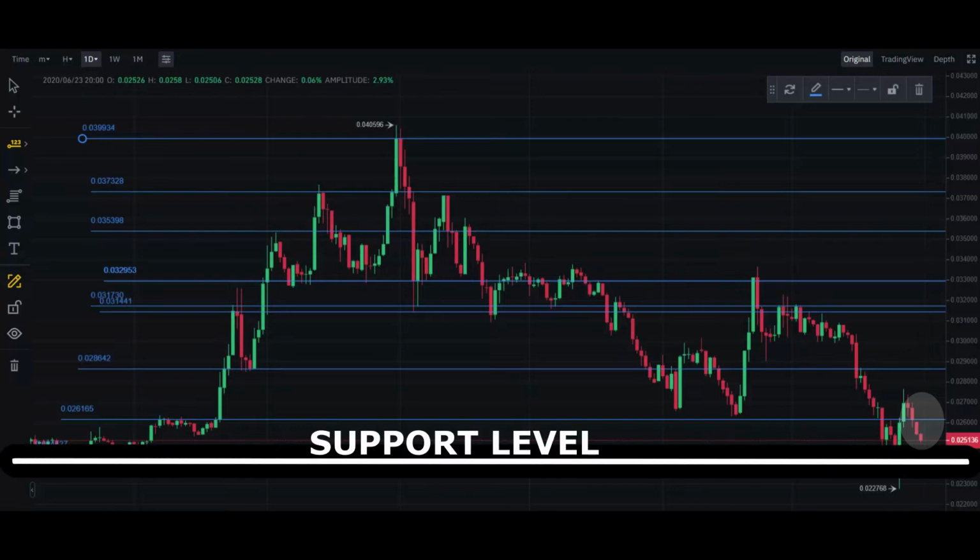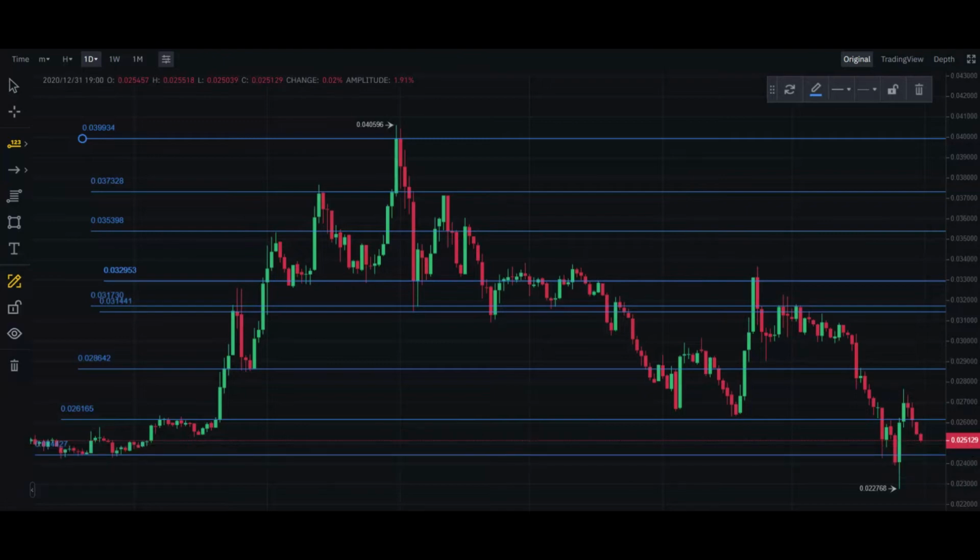The question is, is it going to respect that line? So it can respect it by coming down to it, not breaking down below it, and simply reversing back upwards. Or it could break through it and continue down. And in that case, we'll say it's now broken through our support line, and that support line automatically becomes a line of resistance. So what was the floor, after price action breaks down below it, suddenly becomes a ceiling.